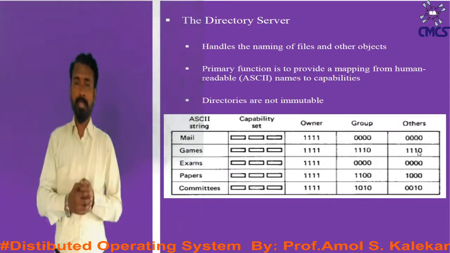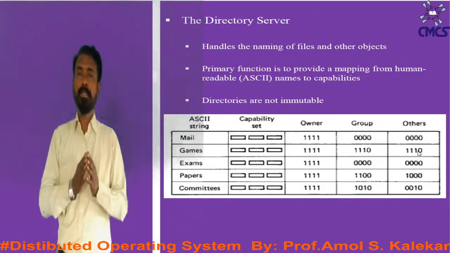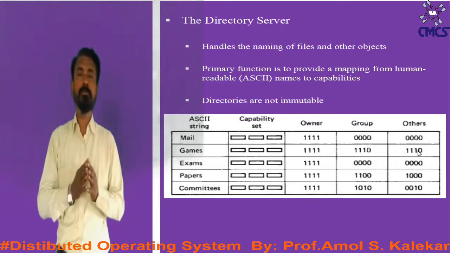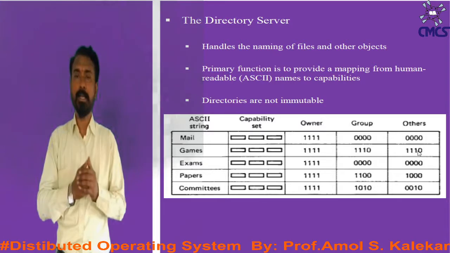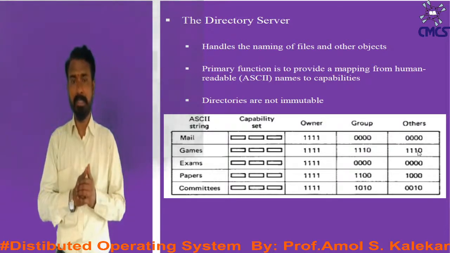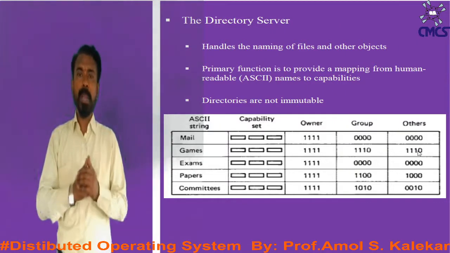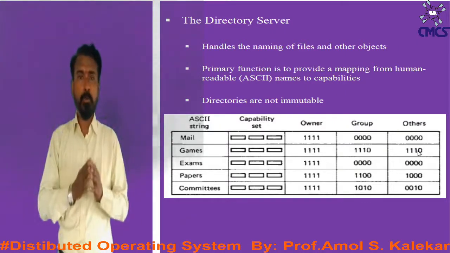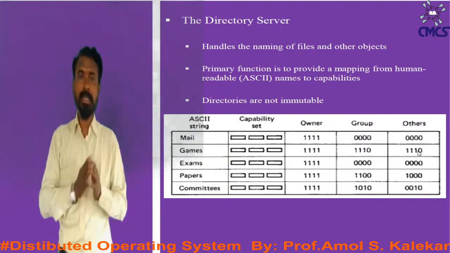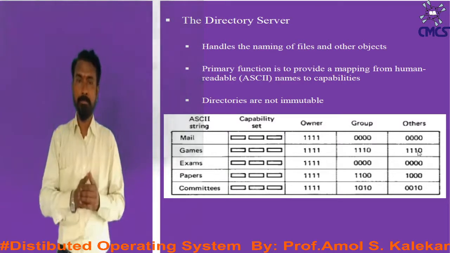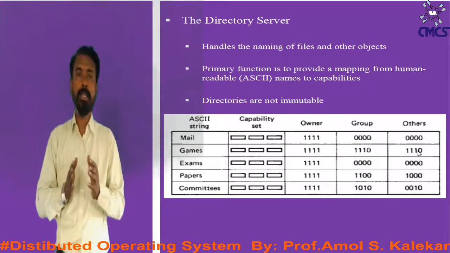Now we have another server, that is the directory server. The directory server is responsible for handling the naming of files and other kinds of objects that reside in Amoeba. The most important, or primary, function is to provide a mapping from human-readable ASCII names to capabilities. And the directories, again, are not immutable.